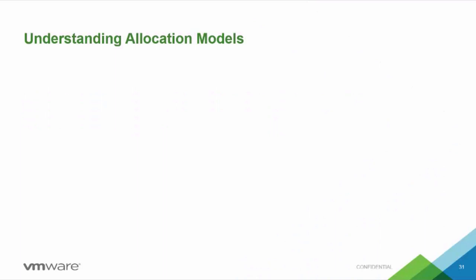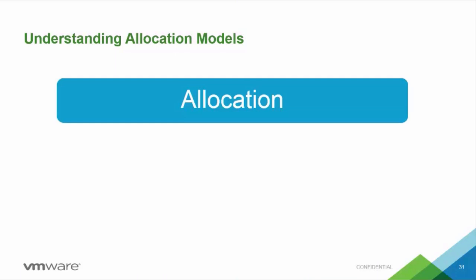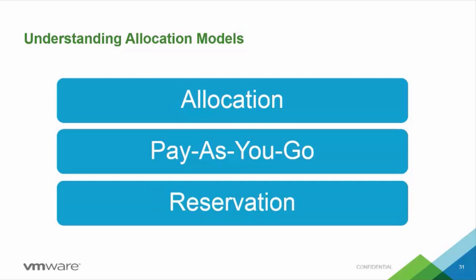An allocation model is used for organizational VDCs, so a subset of the provider VDC resources. What an allocation model actually does is define how the compute is consumed within the underlying vSphere. Within vCloud we have three allocation models: allocation, pay-as-you-go, and reservation.